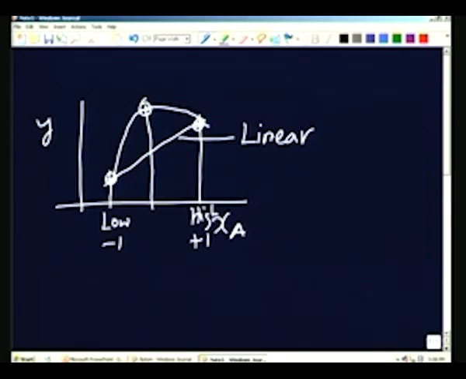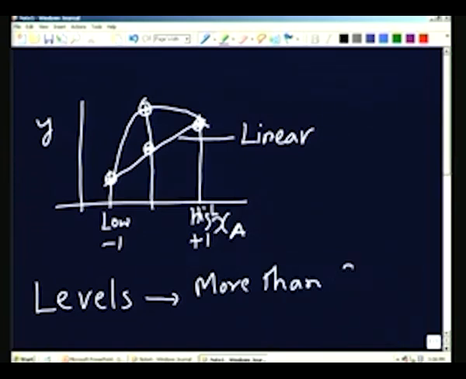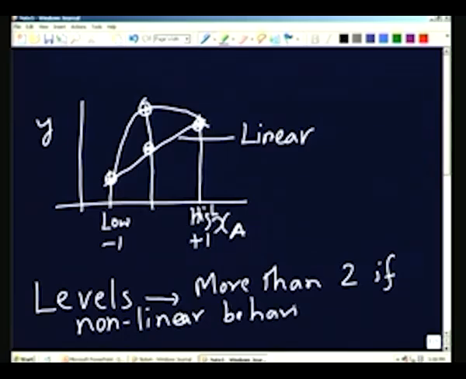Therefore, the factorial design, which uses only 2 levels, can be an exploratory design which gives some information about what is happening, but to resolve things like whether it is a linear relationship or a non-linear relationship requires at least one more experiment has to be done. If I do one more experiment, suppose it came very close to here, then I am confident that maybe the linear relationship is not bad. Therefore, we will say that the levels more than 2 if nonlinear behavior is expected.